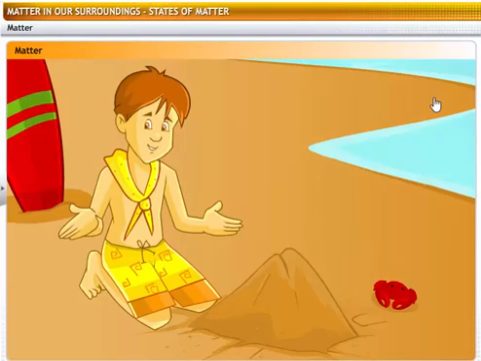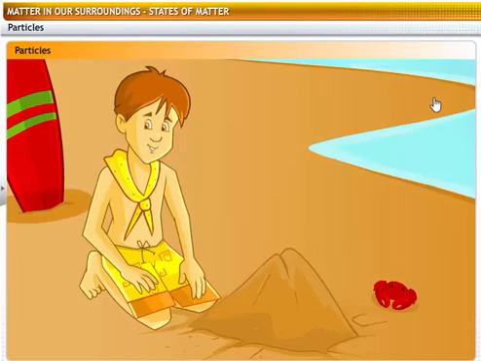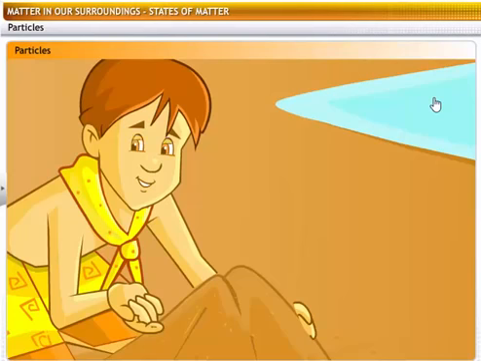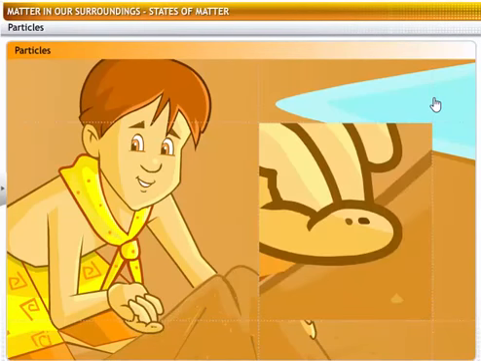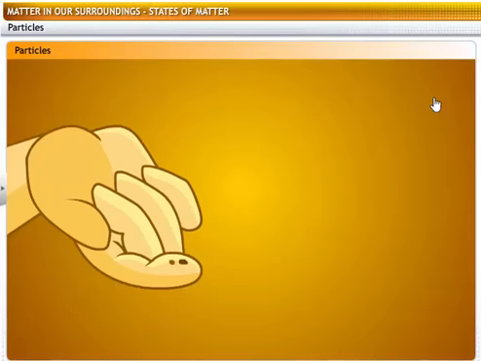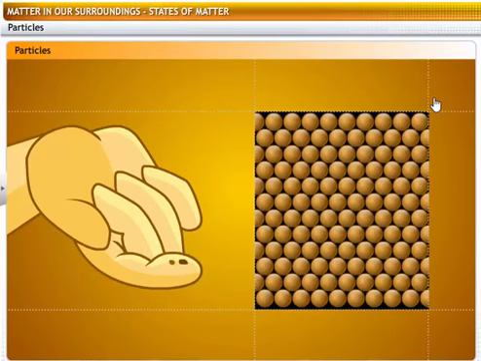So, is matter made up of something? Yes, matter is made up of small particles. Is this grain of sand a particle that you're talking about? No, that grain can be further broken into smaller particles, which are not visible to the naked eye. Those are the particles I'm talking about, and they explain why matter exists in the form of solids, liquids, and gases.